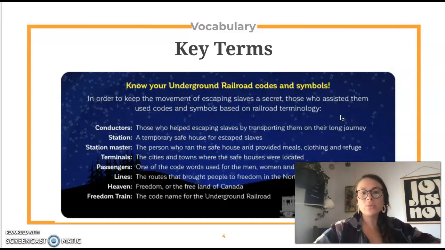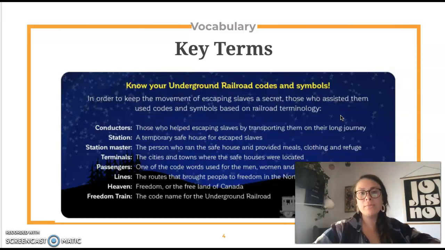The terminals were the cities and the towns where the safe houses were located. Now, if you go on our website to our interactive activity, you can see some of the station homes and terminals that were in the northern United States and southern Canada areas. Because slavery was legal in the South, it was not actually very common that the Underground Railroad extended to the South. It was mostly in the northern United States.